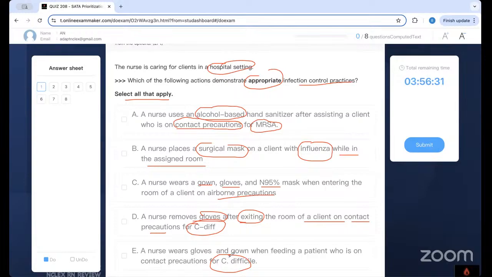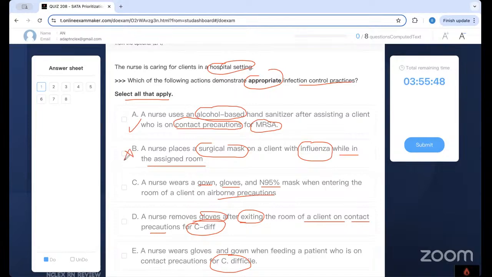That's all. A nurse uses alcohol-based hand sanitizer after assisting the client on contact precaution for MRSA. This is an appropriate option, right? For MRSA, you can wash your hands or you can use alcohol. But for your test, number one is alcohol. You don't need to wash your hands. Washing your hands means it's a strict requirement. The easy one is alcohol-based. So this is appropriate. A nurse places a surgical mask on a client with influenza while in the assigned room. In the assigned room, clients should not wear a surgical mask. So this is not appropriate.